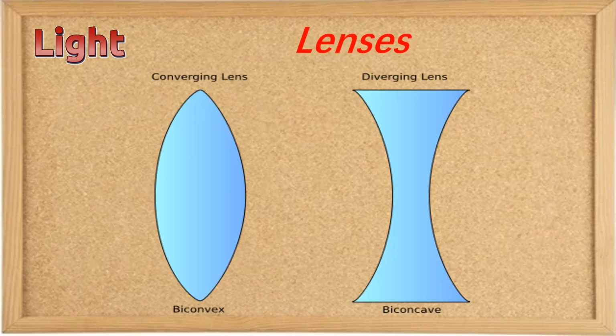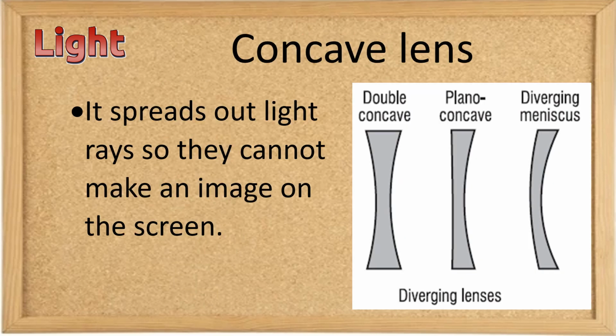The next part is, let's have your diverging lens. An example of this is your biconcave lens. Your concave lens does not make an image because it scatters or spreads the light rays out. So you won't expect any image to be formed on a screen using your concave lens.